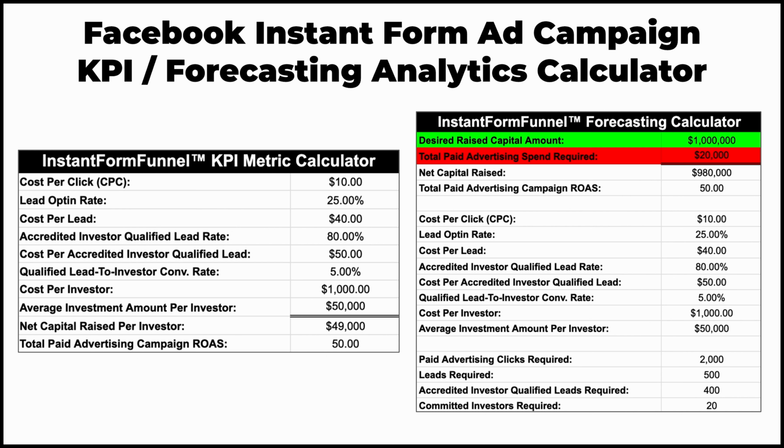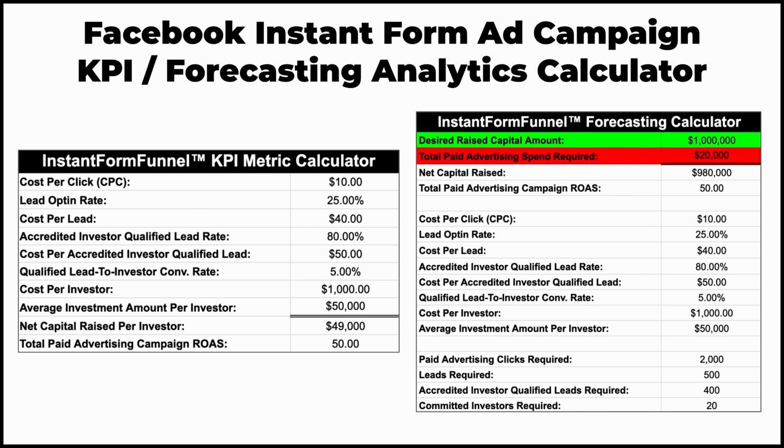Then we have our lead opt-in rate. What amount of clicks actually end up typing in their contact information plus answering your qualification questions in order to become a lead? For this example, we have 25%. So that would equal out a cost per lead of $40. At a $10 cost per click, 1 out of every 4 clicks actually ends up becoming a lead. That would be a $40 cost per lead.